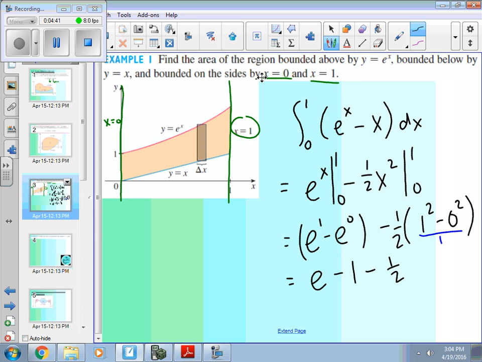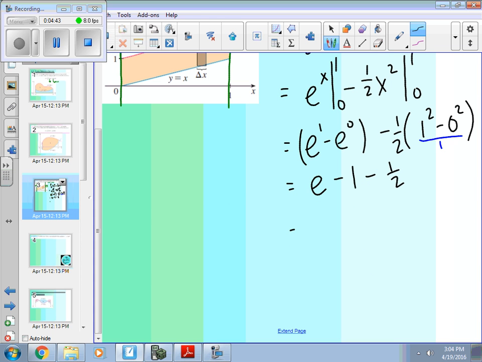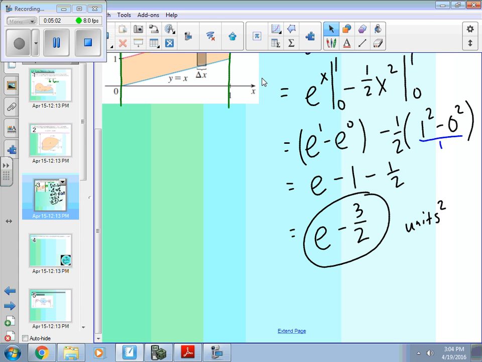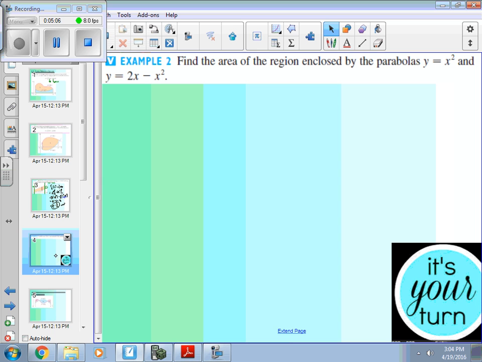And so our total answer here, or our exact answer, looks like it's e minus 1 minus another half, which is e minus 3/2. So that would be the area in whatever units squared there. So that would be our area. So this is where the integrals actually can help you find stuff. All right, let's try another one here.